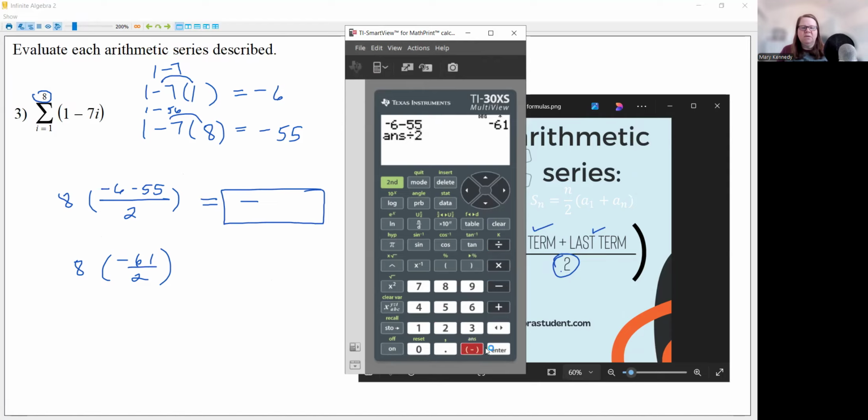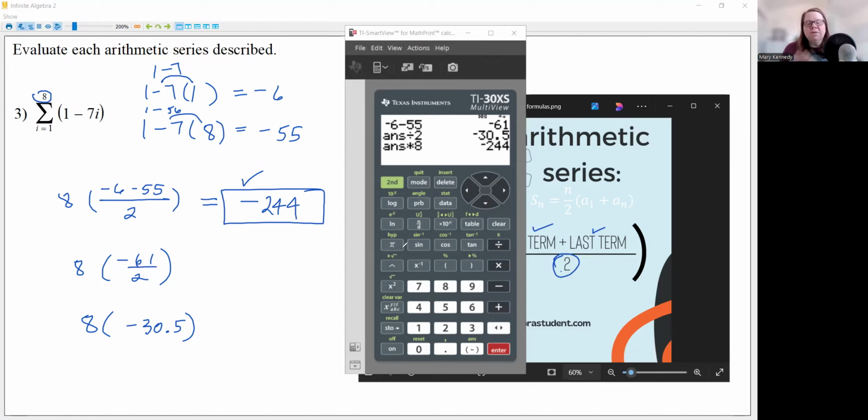-61, let's divide that by 2. We're going to get a decimal because it's an odd number. So we've got 8 times -30.5. All right, now let's multiply it by 8. And we get -244. It is negative. So that part was good that we had in mind already. It's always good to ask yourself, is this answer reasonable?